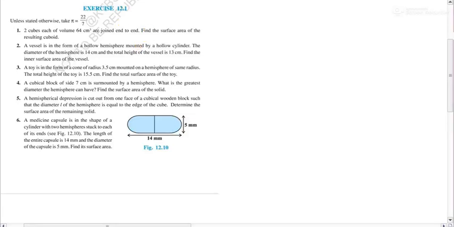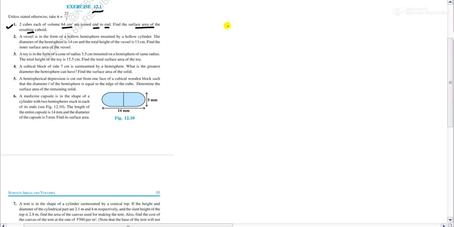So the first question, this is of exercise 12.1. Here they have given two cubes, each of volume 64 centimeter cube, joined end to end. Find the surface area of the resulting cuboid. So first, understand the question.